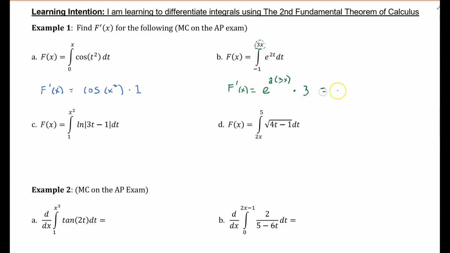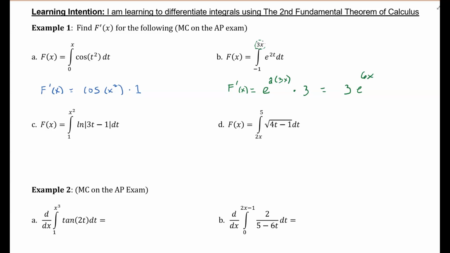Okay, and I'll clean this up. Again, of course, multiple choice, or if this was free response, you don't have to, but you'll probably see this represented as 3e to the power of 6x. C, f of x equals the integral from 1 to x squared of the natural log of the absolute value of 3t minus 1 dt.